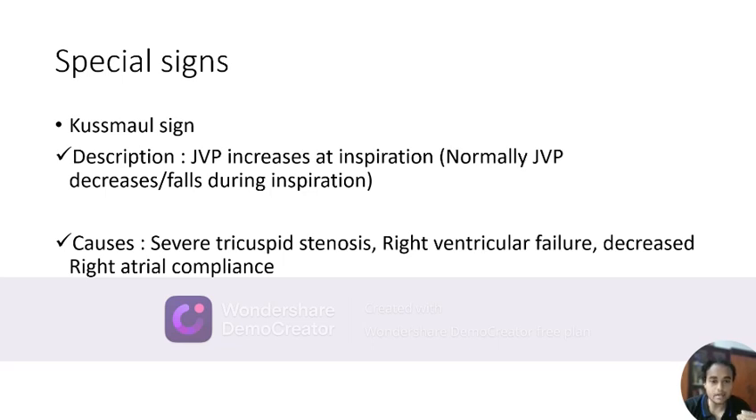However, if the right atrium is at higher pressures and is unable to accommodate the increased venous return at inspiration, this causes an engorgement of the superior vena cava and consecutively an engorgement of the internal jugular veins in the neck, and thus the JVP increases at inspiration. Therefore, Kussmaul sign can be observed when the right atrial pressures are high, as in severe tricuspid stenosis or right ventricular failure, or when the right atrium is unable to accommodate the increased venous return, as in cases of decreased right atrial compliance, such as constrictive pericarditis or restrictive cardiomyopathies.